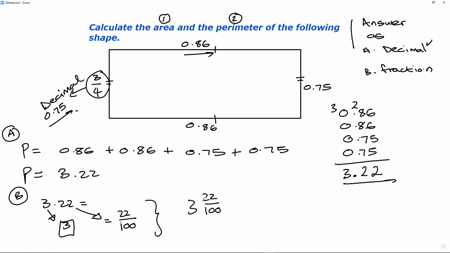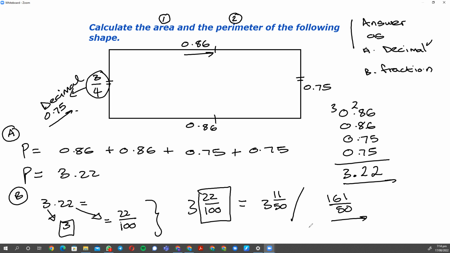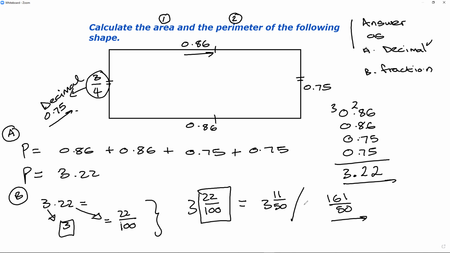That's 3.22. But this is not in its most simplified form, so I have to write it as 3 and 11 over 50. If I wrote it as an improper fraction, 3 times 50 is 150, 150 plus 11 is 161, divided by 50. And that's going to be the answer.